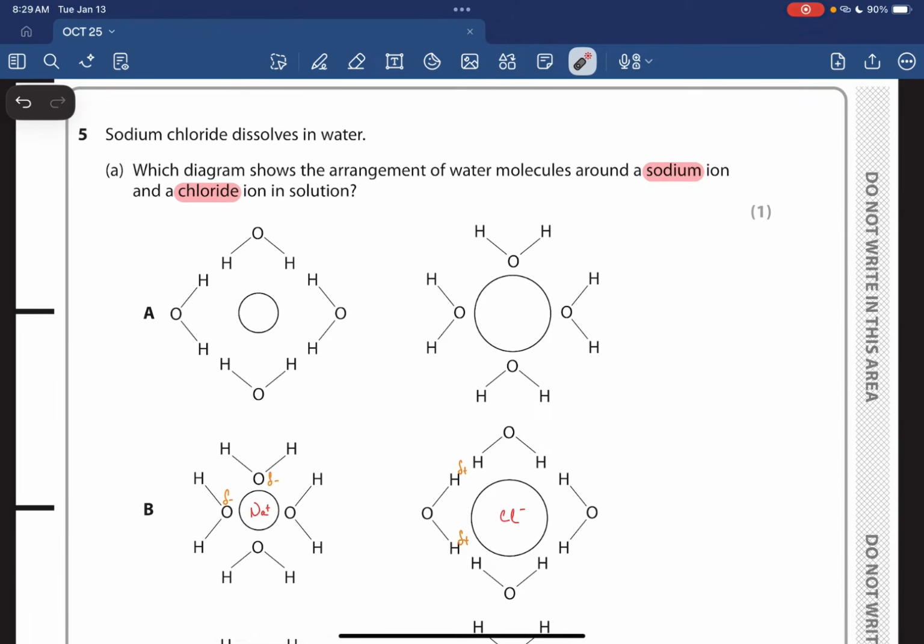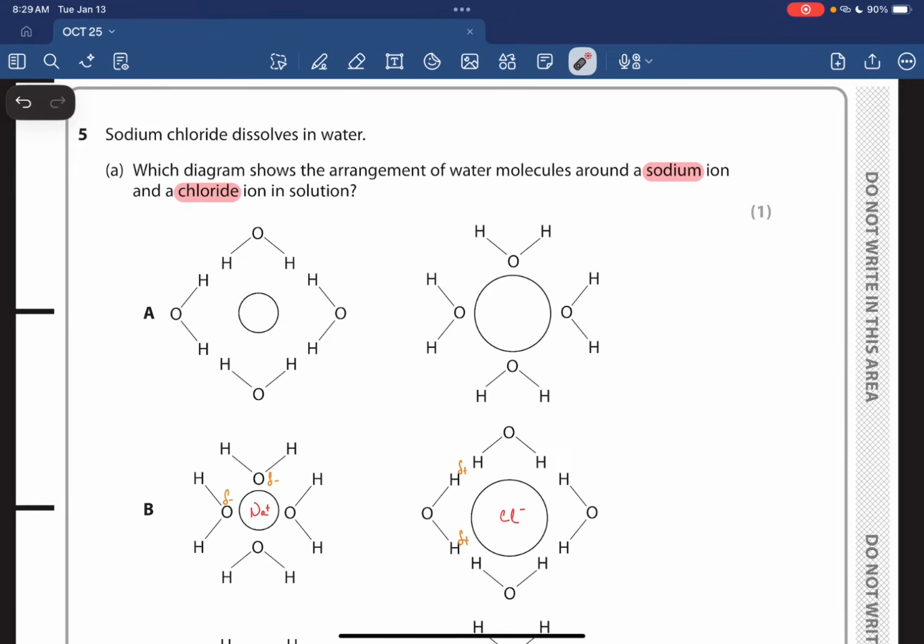So the next question says that sodium chloride is dissolved in water, okay? Which diagram shows the arrangement of water molecules around a sodium ion? Okay, so when you dissolve this ionic compound sodium chloride in water, the respective ions form, Na+ and Cl-, okay?